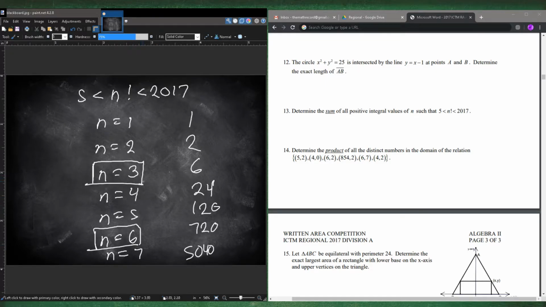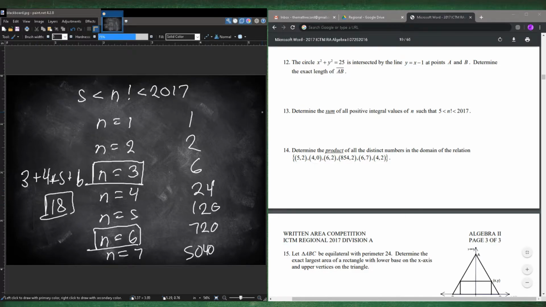So add all the possible numbers. So we have a 3, 4, 5, 6, all in between, right? So a 3 plus a 4 plus a 5 plus a 6. So that's 7, that's 12, and that's 18. So our answer for number 13 is 18.